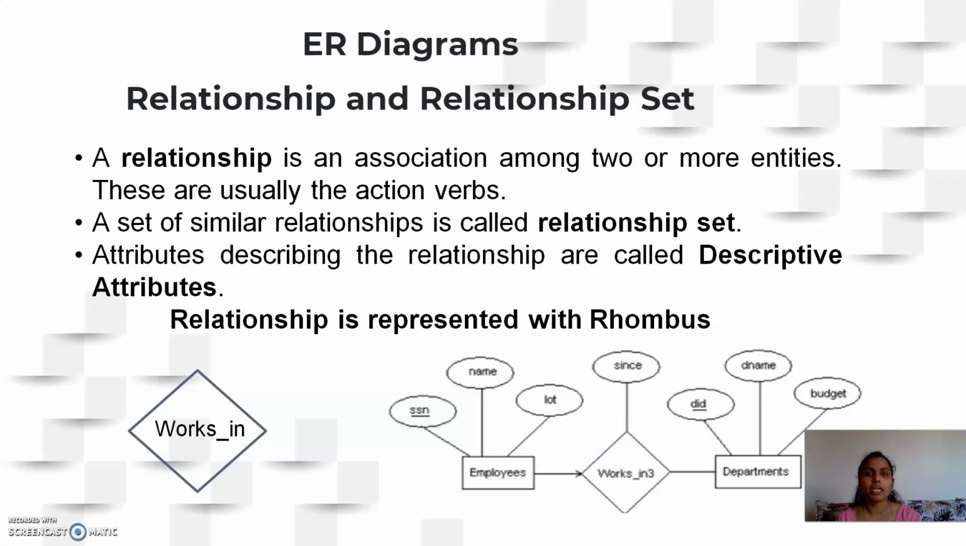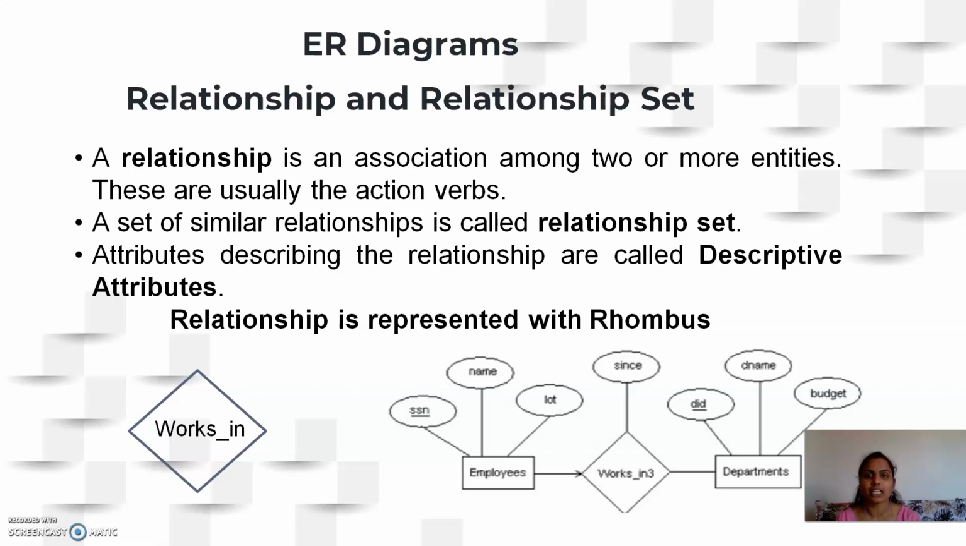So what do you mean by a relationship? We already knew that ER diagram means entity relationship diagram. So the entities are the real world objects. Being real world objects, we usually communicate to one another. So the communication between different entities is represented in the form of a relationship. So it is the association among two or more entities.